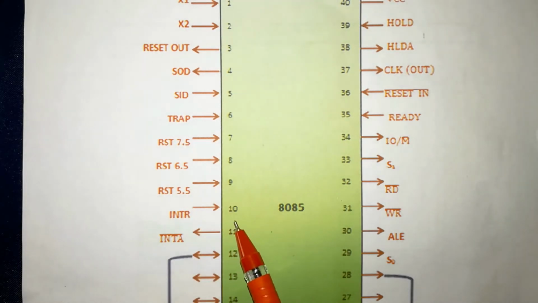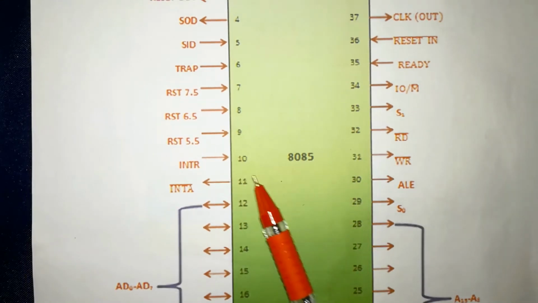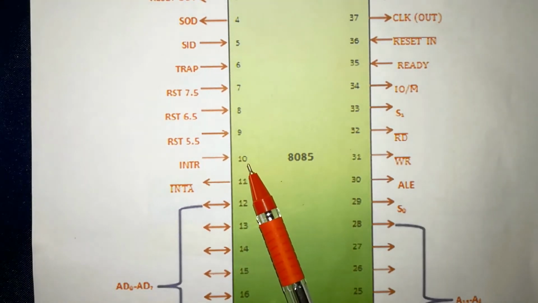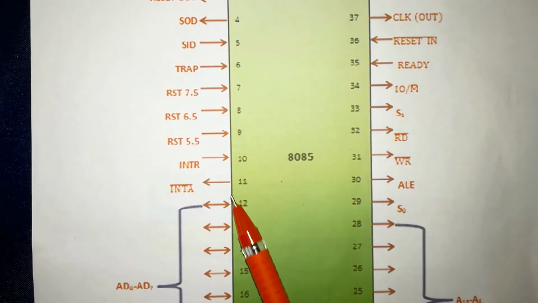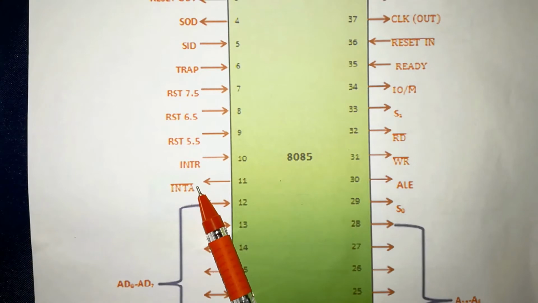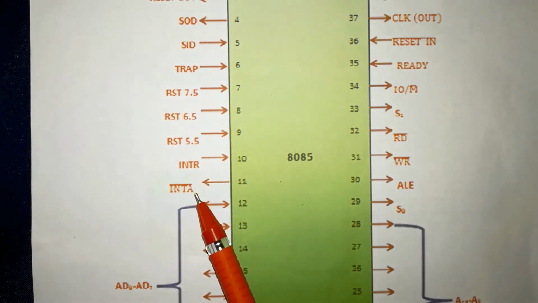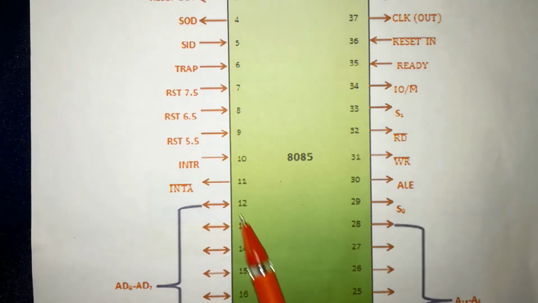Pin number 10 is INTR. That is input interrupt with lowest priority. That means they can be enabled or disabled by software. Pin number 11 is INTA, with a bar above it. Whenever bar is there, that means it is an active low pin, and it indicates that the processor has acknowledged an INTR interrupt.